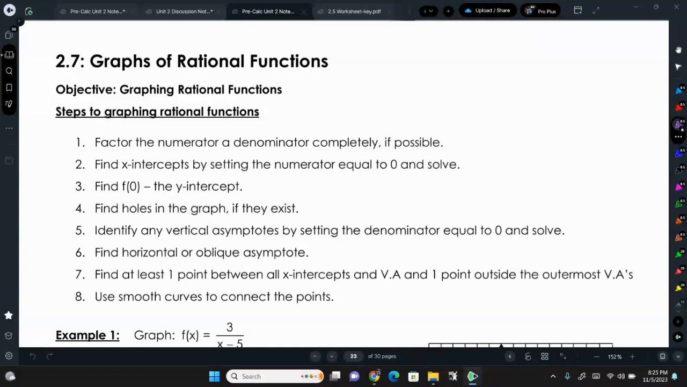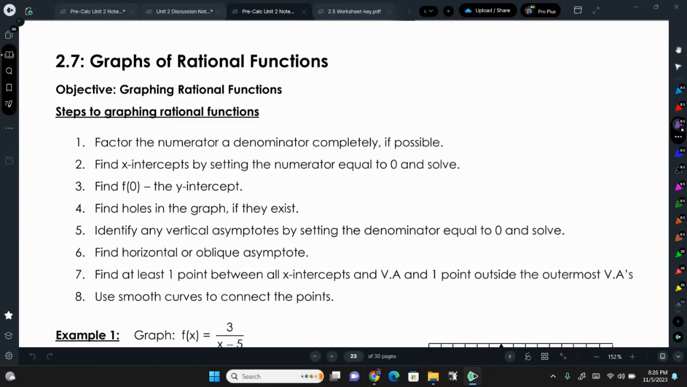So the first thing we want to do is factor the numerator and denominator completely if possible. Then find the x-intercepts by setting the numerator equal to 0 and solve. And sometimes there may not be an x-intercept, or there could be more than one x-intercept. So we set it equal to 0 and solve. Then we find the y-intercept by plugging in 0 for x if we can. We may have situations where if we substitute 0 in for x, we will get a 0 in the denominator, but we at least try to find that y-intercept.